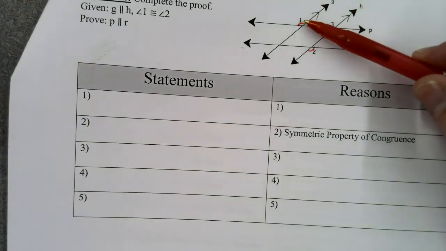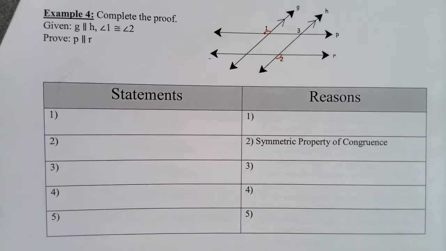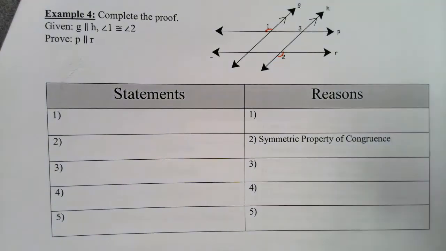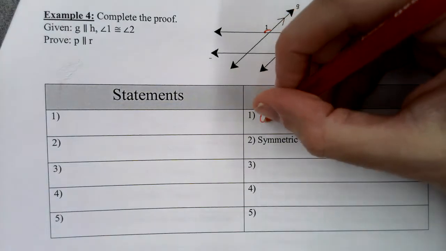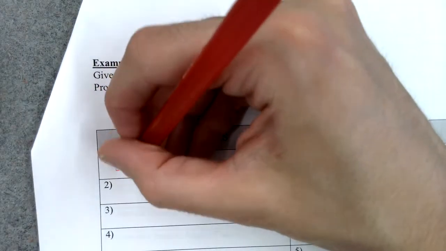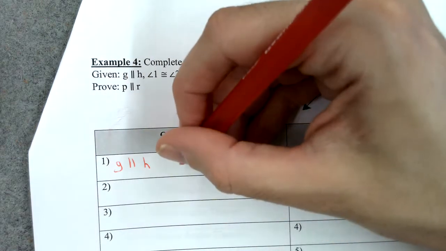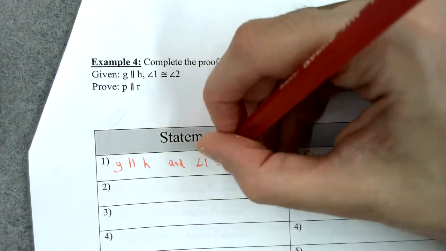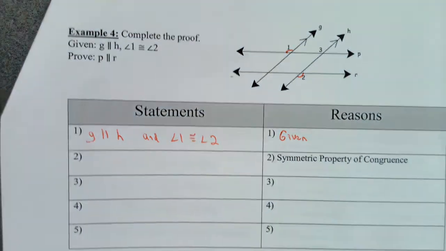So I labeled angle 1 being congruent to angle 2 because we're told that in the givens. So let's do reason 1. Let's fill them both in. Reason 1's given, of course. And let's fill in statement 1. G is parallel to H. And angle 1 is congruent to angle 2.